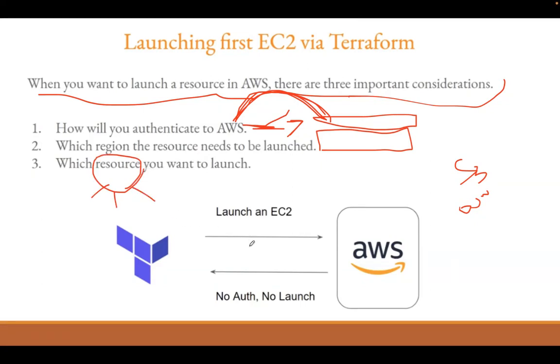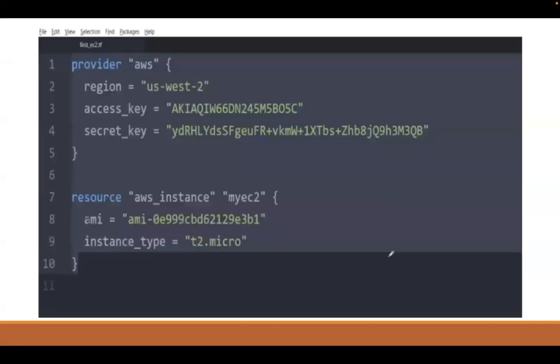So to launch an EC2 instance: no auth, no launch. If you have authentication, you can build the infra in AWS.